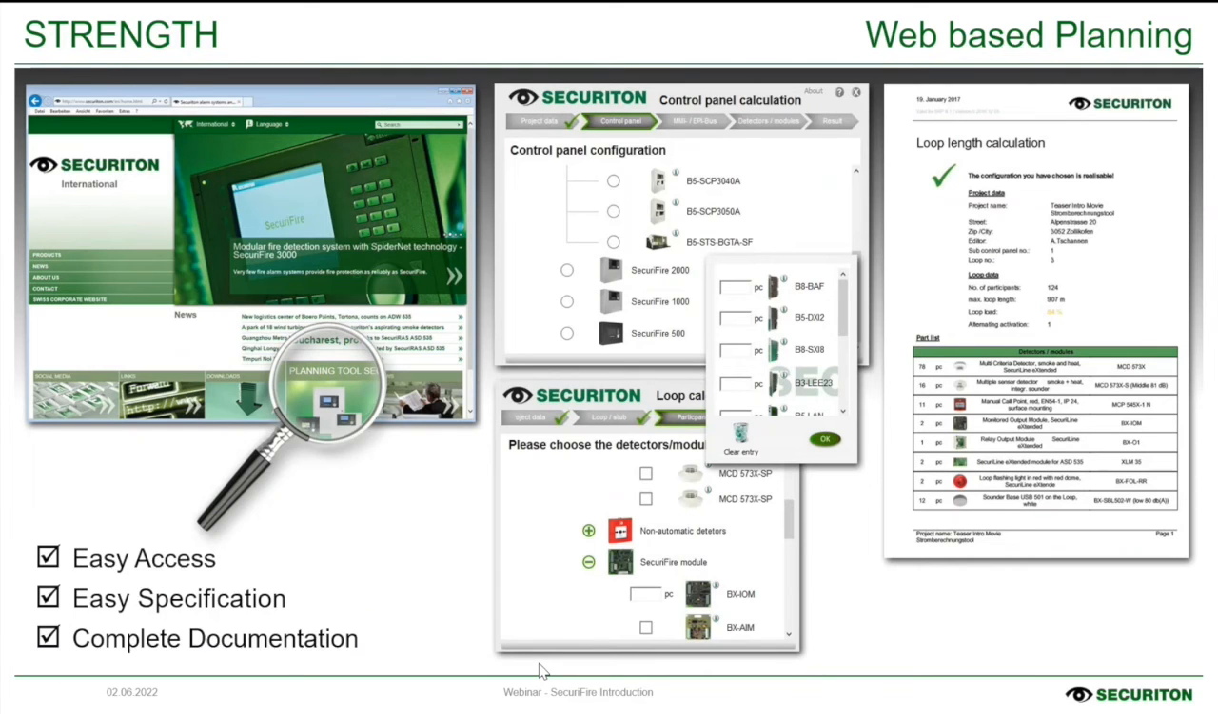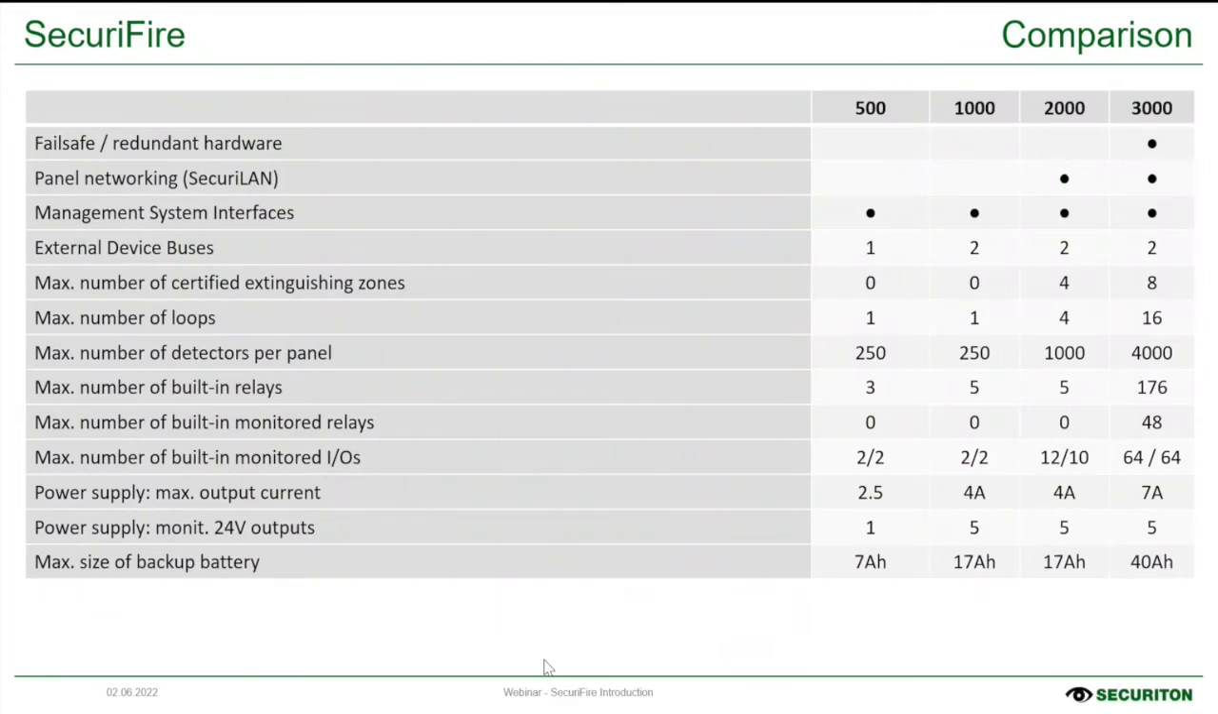Before we install, we should calculate our panels, our installation, either by loop length or by current calculation. Securiton provides on the homepage, securiton.com, online configuration and calculation tools, either a loop length calculation tool or a current calculation tool. You can just log in by yourself and you will get the username and password automatically provided within 2-3 days.